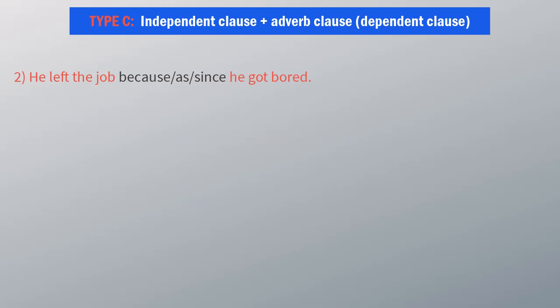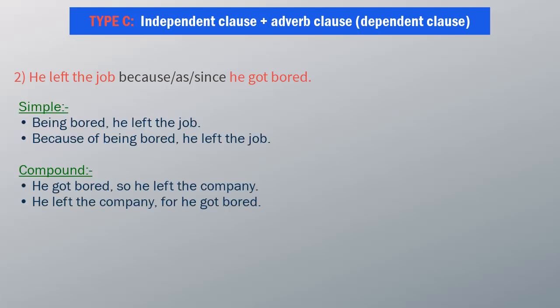He left the job because he got bored, or he left the job as he got bored, or since he got bored. All because, as, and since are used as conjunctions to introduce a reason of an action. Okay. So we know it's a complex sentence. Let's change it into a simple sentence. How do we do it? Let me show you how.